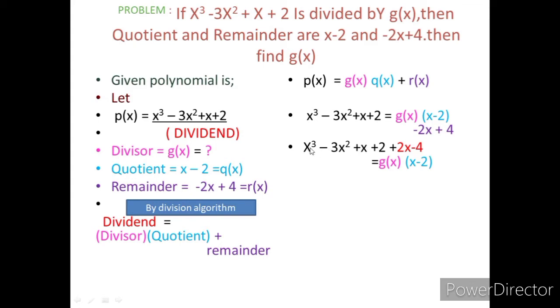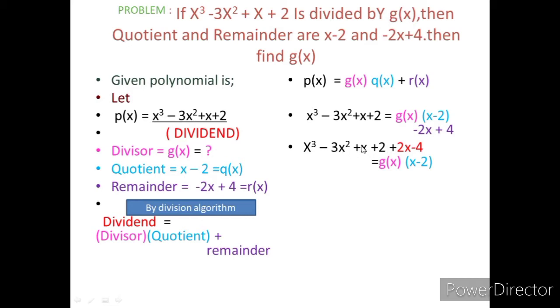Here you can find x cube. Can you find any other x cube terms? No, not at all. Therefore x cube can be written as it is. Then come to x square. Can you find any x square terms here? Not at all. Therefore you have to write down this minus 3x square as it is.